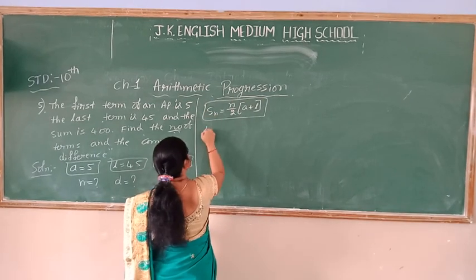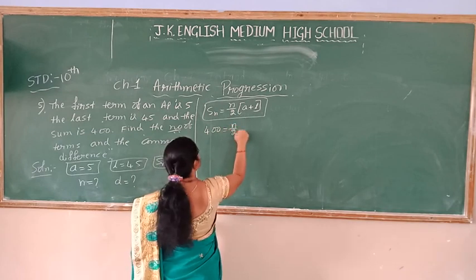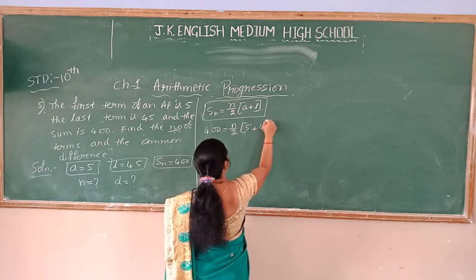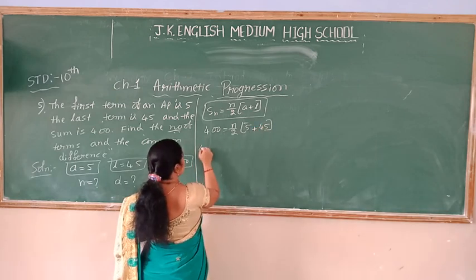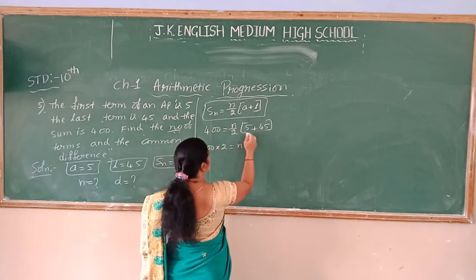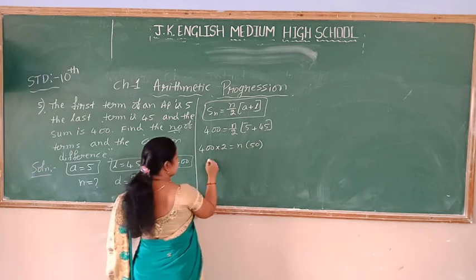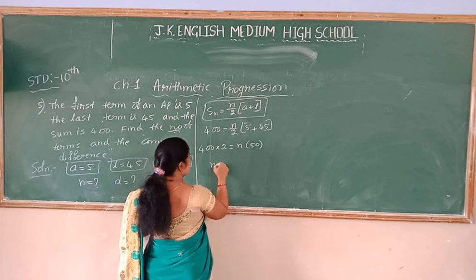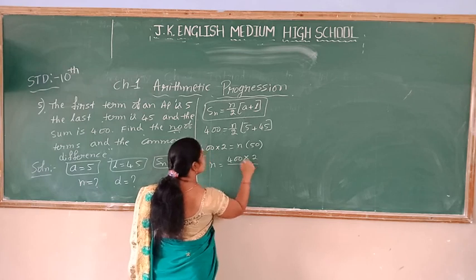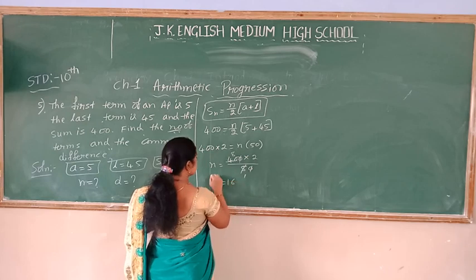So substitute the values. Sum of n terms value is 400. The n value I have to find out, I don't know. First term value I know, 5. Last term value I know, 45. So I can cross multiply now: 400 into 2 is equal to n into (45 plus 5), that is 50. So n is equal to 400 into 2 divided by 50. I can divide both sides by 50. Zero zero cancel, 5 eights are 40. So n value I got is 16.